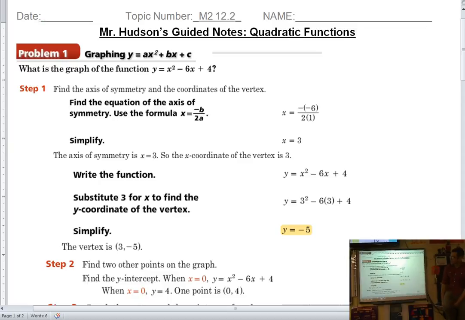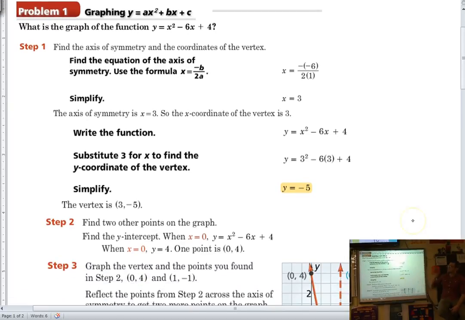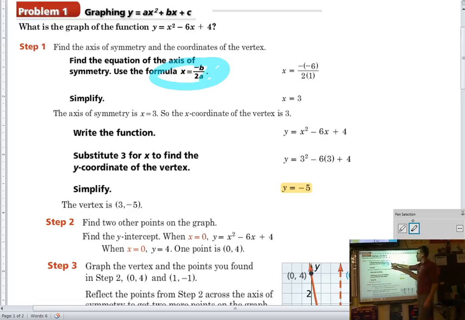So problem 1 here is done out for you. This is when we're looking for the axis of symmetry. What you want to highlight or notate right here is that we have a specific formula to find our axis of symmetry. The x value of the axis of symmetry will be at negative b over 2a. So b is the coefficient to your x, and of course a is the coefficient to your x squared. As long as I have the function given to me, I can find the axis just like this.